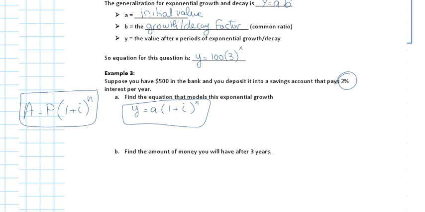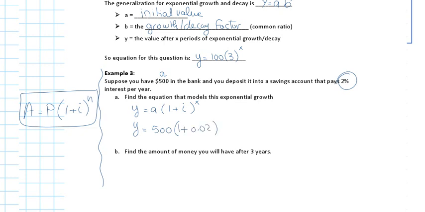So, a represents the initial. What's my initial amount that I'm putting in? 500. So that 500 represents the a. What's the 2%? The i. But do I write it as 2%? No. What do I write it as? 0.02. So let's plug it in. y equals 500(1 plus 0.02) to the power of x.